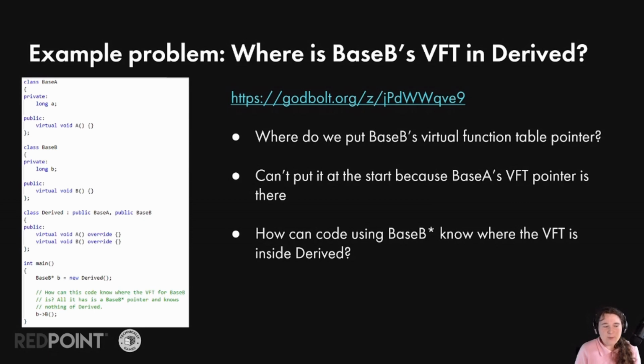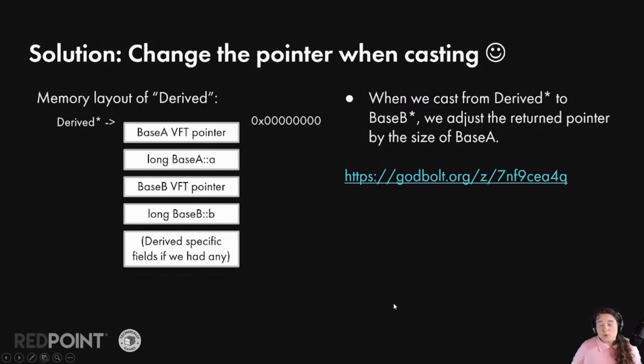And keep in mind that the code at the bottom where we're actually invoking B has to work with base B. It has to work with things that only inherit from base B. It has to work with things that inherit from 20 classes and base B. How can it work? Here's the trick: we change the pointer when we cast, or we change the memory address when we cast.